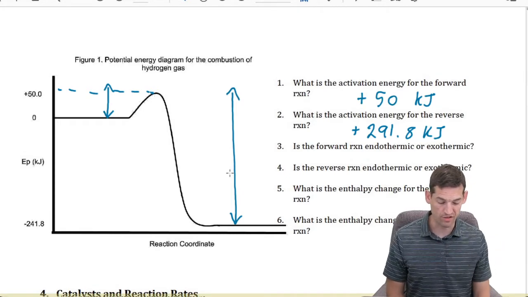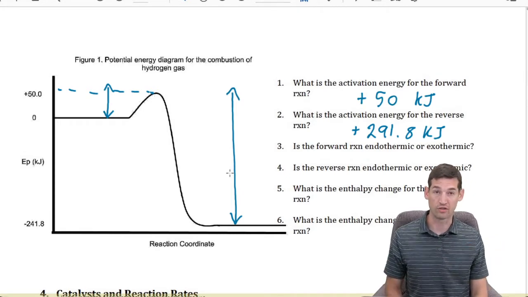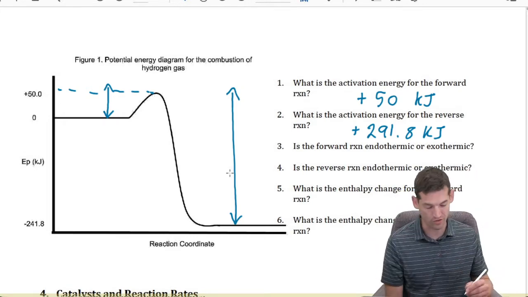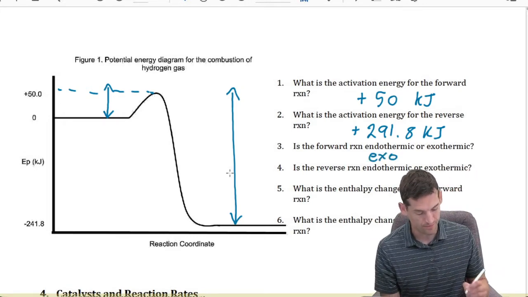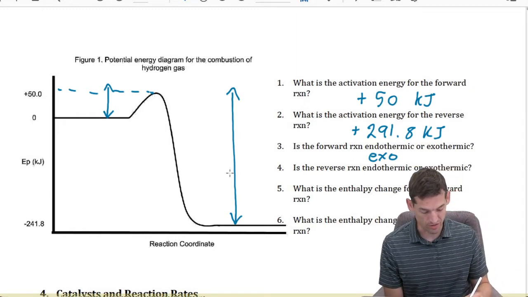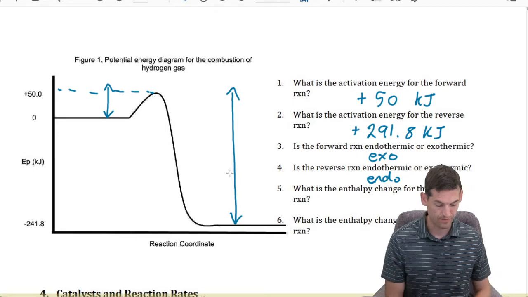Question 3 says, is the forward reaction endo or exo? So forward, left to right, we're dropping, we're losing energy, that's exothermic. For the reverse, we're going up, we're increasing in energy, so that's endothermic.